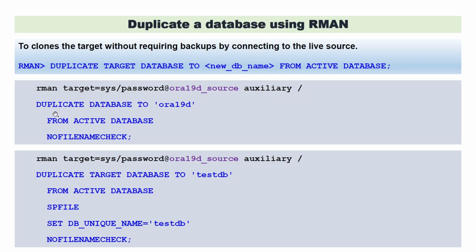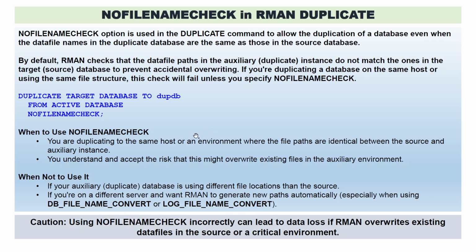If you want to duplicate the database with the same name, you can say duplicate database to the same name from active database nofilenamecheck. If you want to duplicate a database with a different name, you can say duplicate target database to the new name from active database. You can use the SPFILE, and set the DB_UNIQUE_NAME to the new name, and nofilenamecheck. What is this nofilenamecheck? We will see in a minute. So, nofilenamecheck in RMAN duplicate.